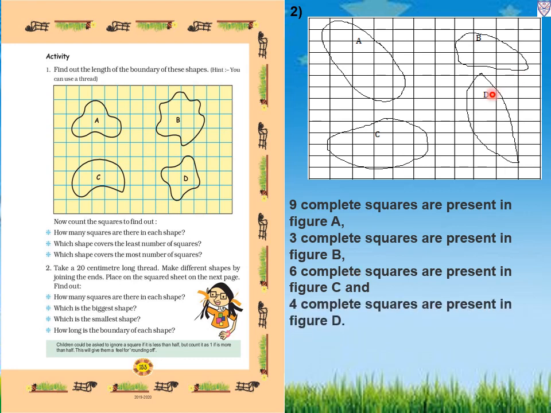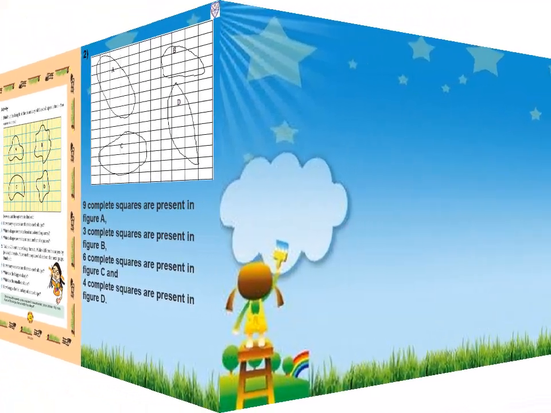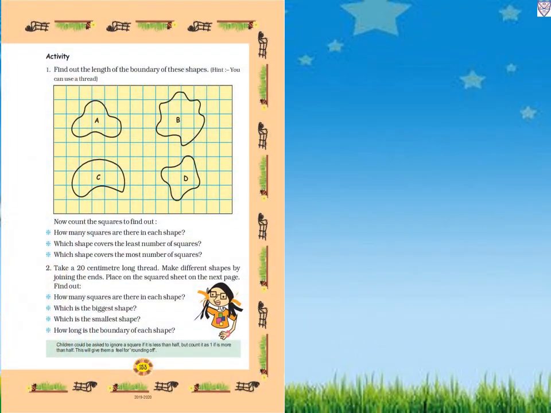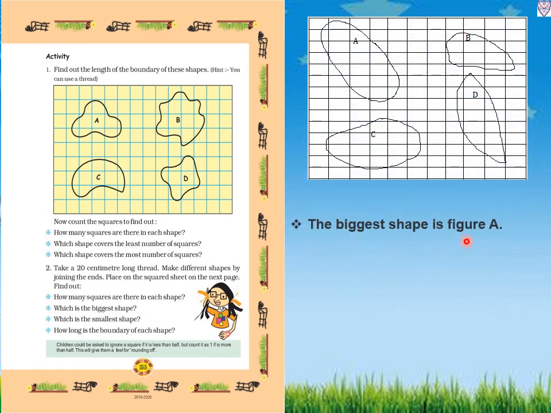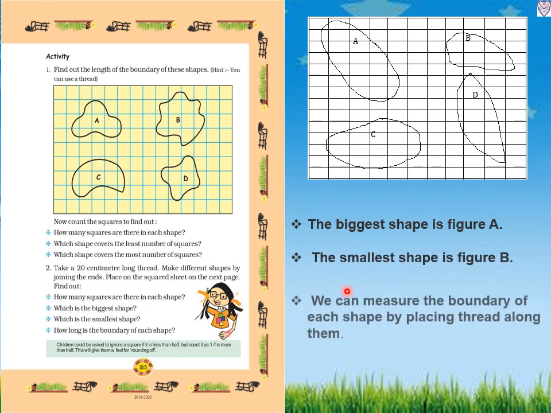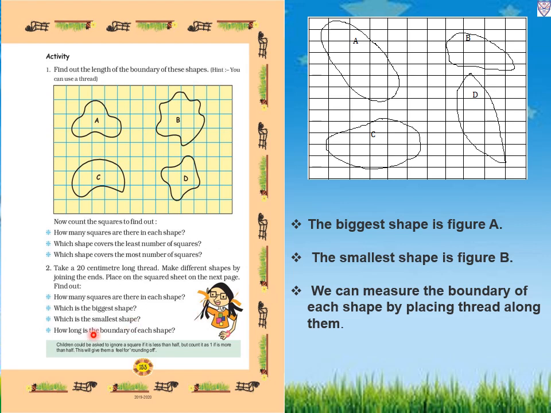Now in D, 1, 2, 1, 2, 3. Sorry, from here 1, 2, 3, 4. So how many squares are totally complete? 4 complete squares are present in figure D. Now next, which is the biggest shape? That is figure A. Which is the smallest shape? So the smallest shape is figure B. How long is the boundary of each shape? We can measure the boundary of each shape by placing thread along them.